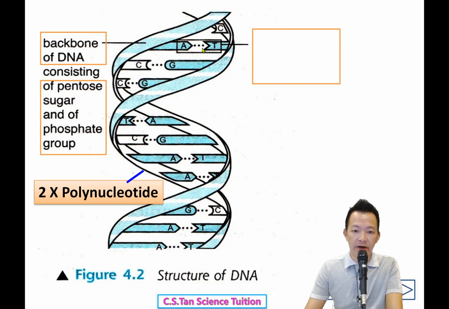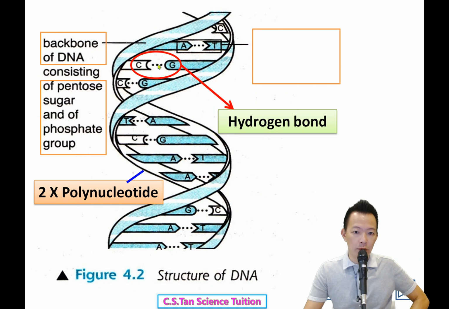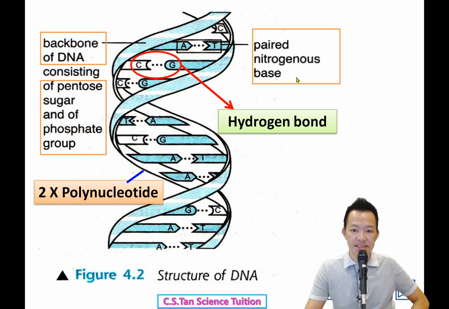But how do the 2 strands of polynucleotide join together? 这2条的 polynucleotide 它们到底怎样结合在一起呢？ The 2 strands of polynucleotide are actually joined together by the hydrogen bond between the nitrogenous bases. Hydrogen bond between the 2 nitrogenous bases. What is this? The nitrogenous bases.